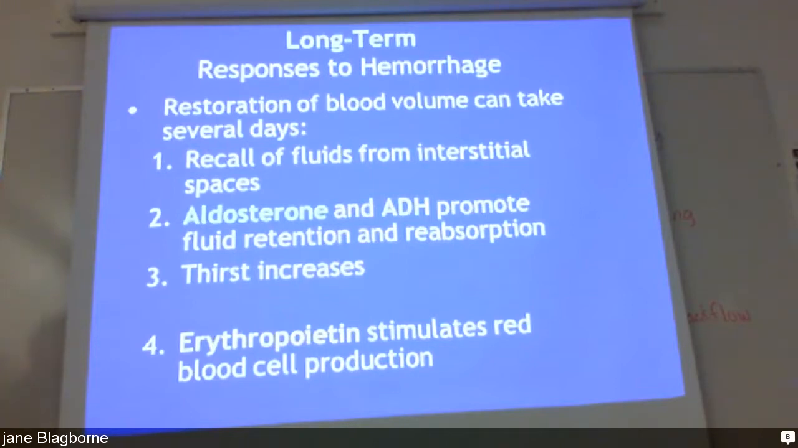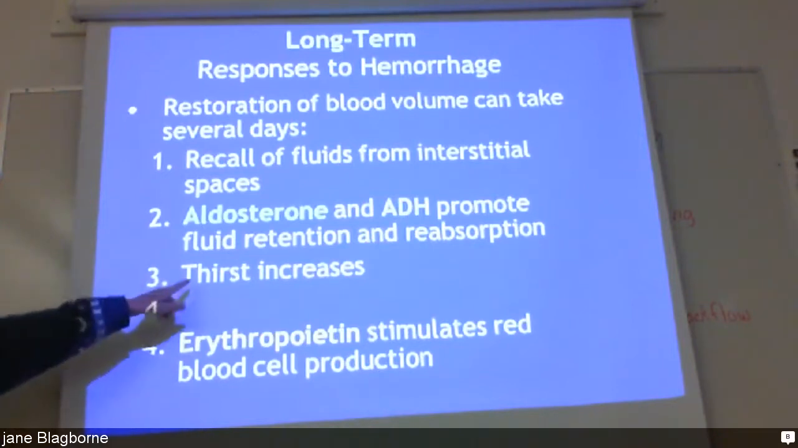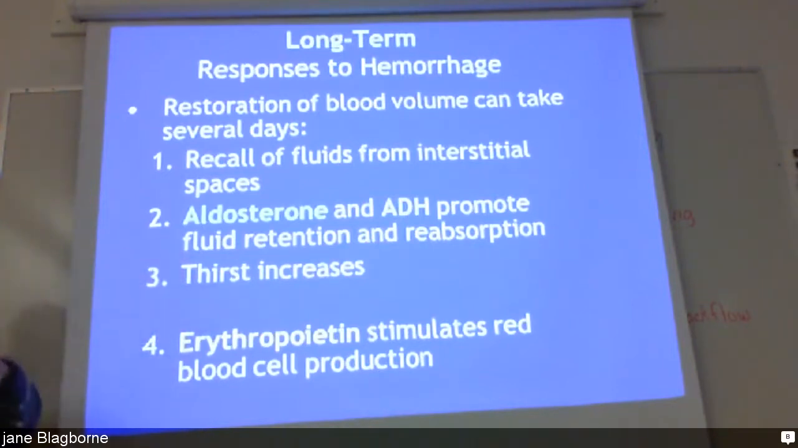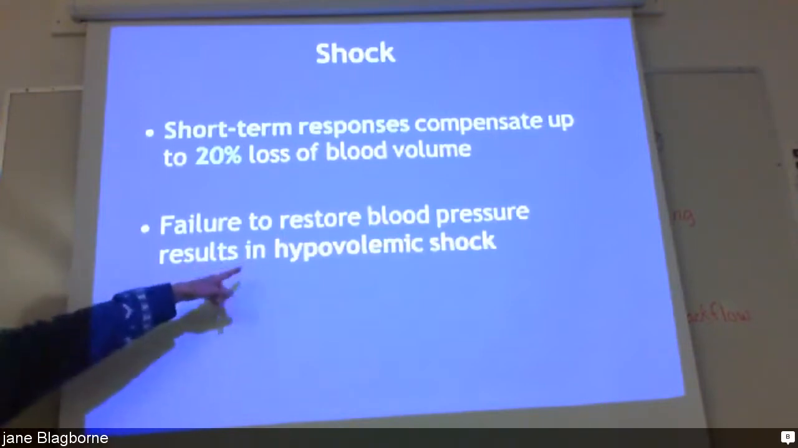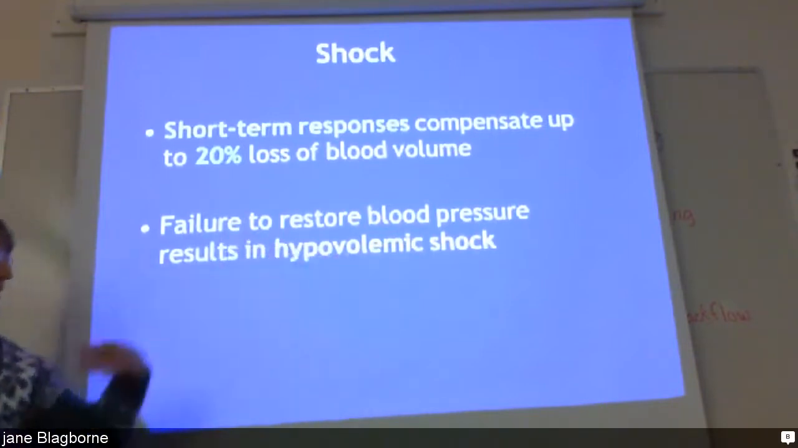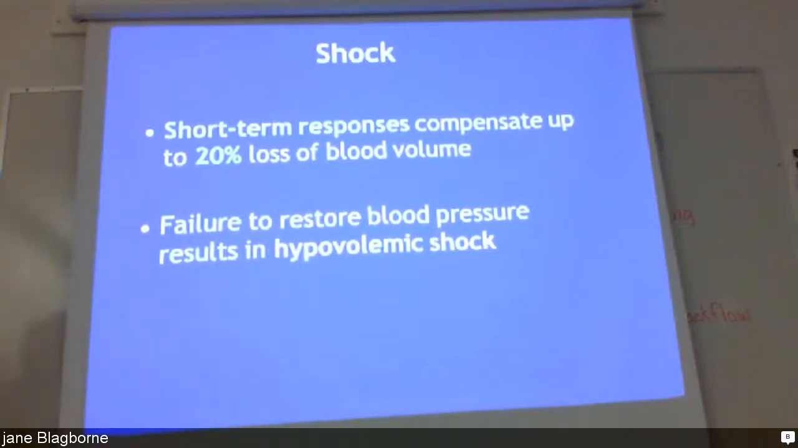So this just talks about the long term, and the body restoring blood volume again. It would be your body trying to produce more cells, more red cells, and increase thirst so that you will take in more fluid to increase that volume. So 20% of your blood volume is lost before you go into shock. It's called hypovolemic shock, hypo meaning less volume, or blood loss.